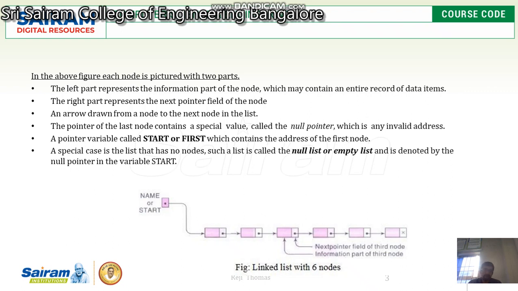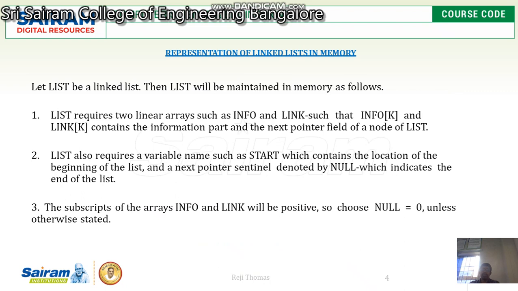Next, as I told, the last node does not have any address, so we call it a null pointer. A list with no nodes is called a null list or empty list. So let us see how we can represent this linked list.